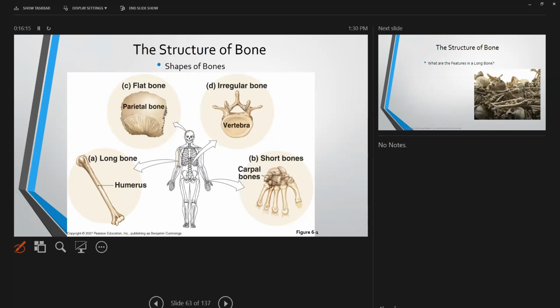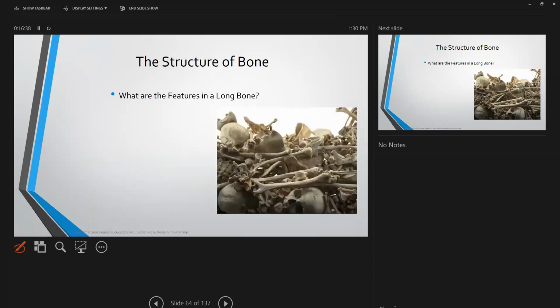So here are some types of bones, and then some examples of those types of bones. So we've got our long bone, which is like the humerus and the femur, flat bone, which are the bones of the skull, the irregular bones, like the bones of the vertebra, and then our short bones, which you'll see in the carpals and the bones of the feet, the metacarpals.